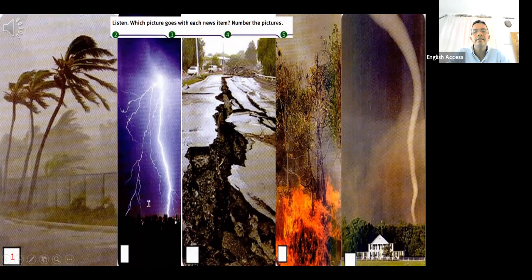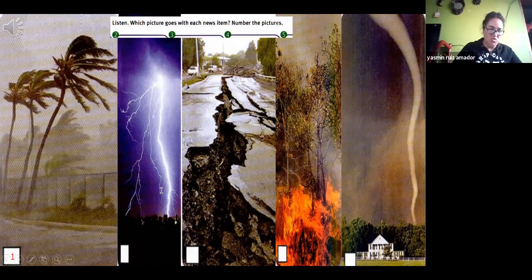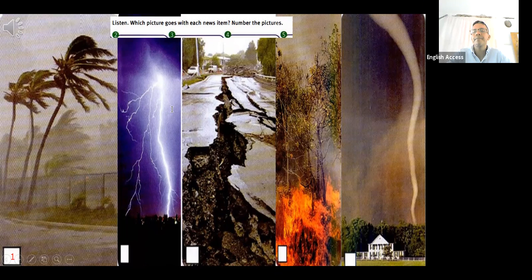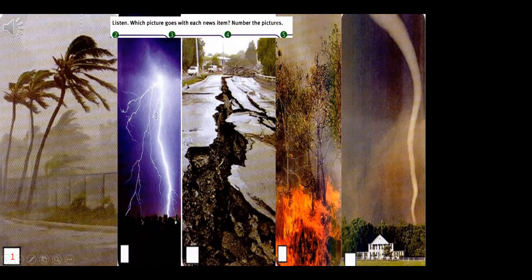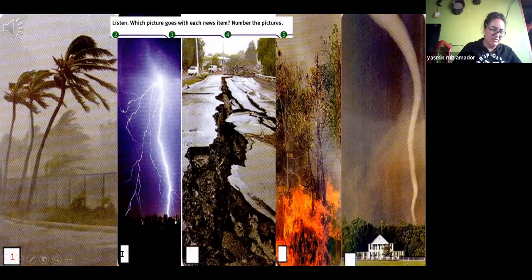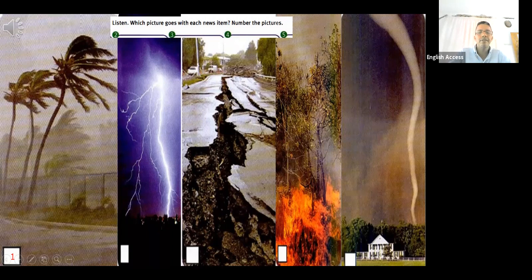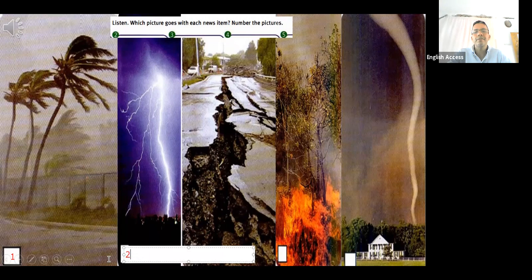What number is that? Number 2. What is this? Number 2, teacher. Like thunder, lightning. Thunderstorm. A thunderstorm, electric, right? Electric storm.